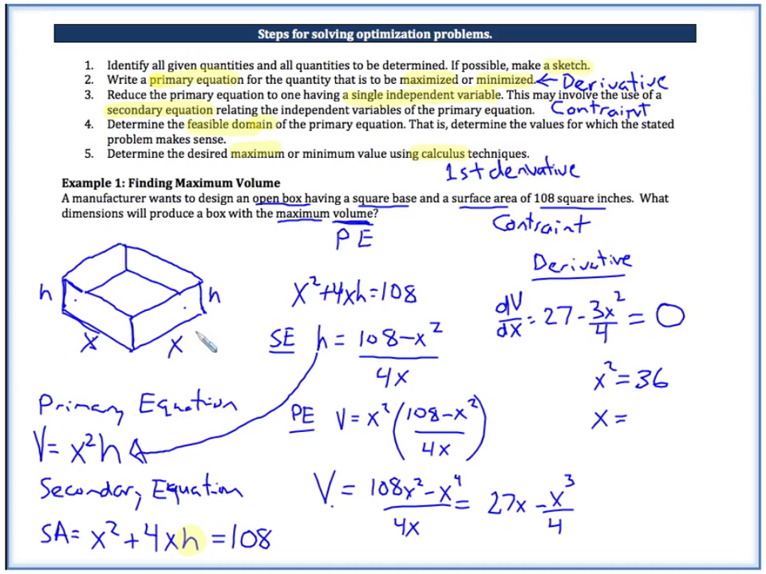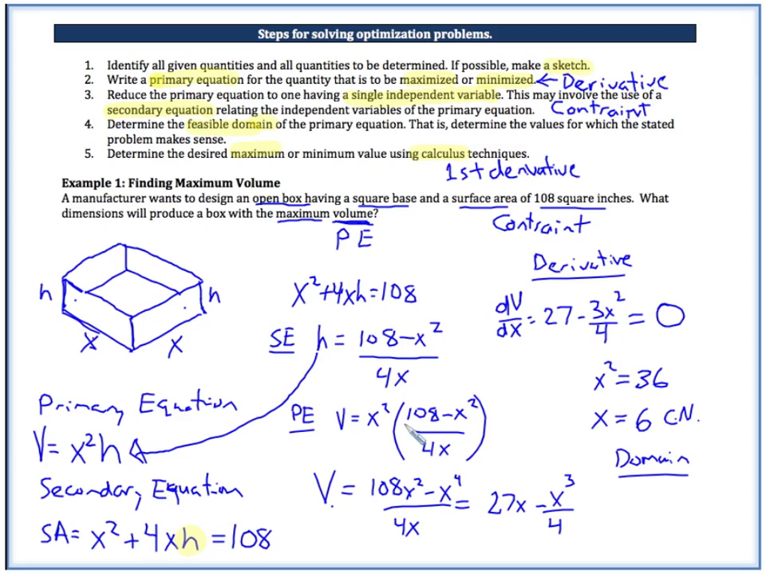Now here is where the word problem part comes in. Can negative 6 happen for x? No, that doesn't make sense. So we're just going to use x equals 6 as our critical number. Alright, next we're going to have to determine, is 6 where this is the maximum value? Okay, so we need to find our feasible domain here.